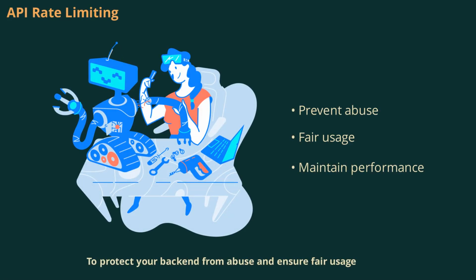To protect your backend from abuse and ensure fair usage, implement API rate limiting. This technique restricts how many requests a user can make in a given time period, preventing overload and maintaining performance.